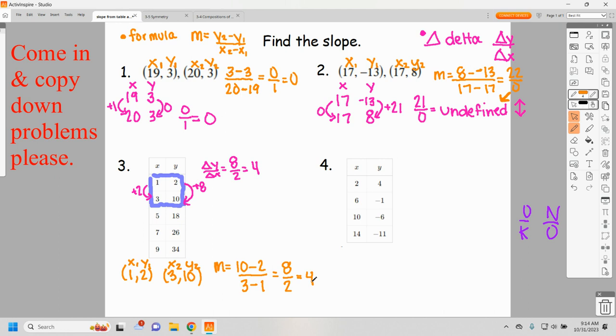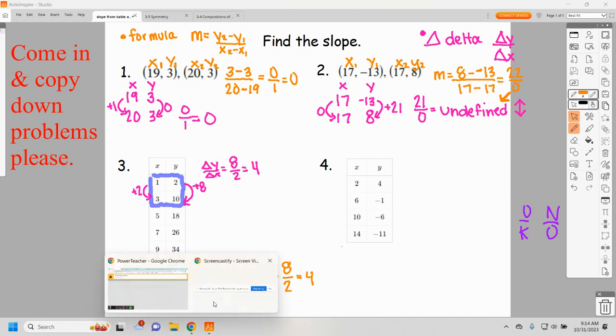Either way you choose to do this, it's whatever you like best, okay? So you go ahead and try the fourth problem on your own using one of those methods, okay? You go ahead and do that now. I'll come around and look to see if you have it right.